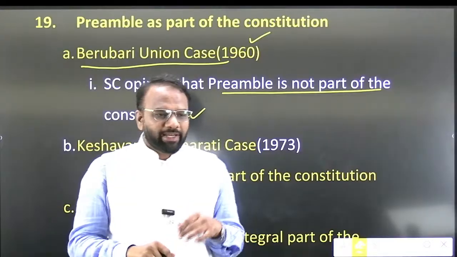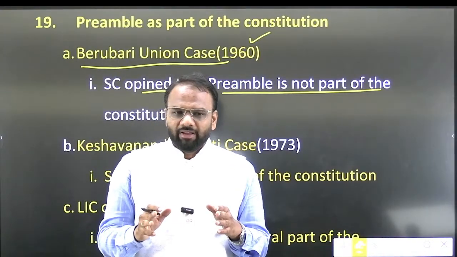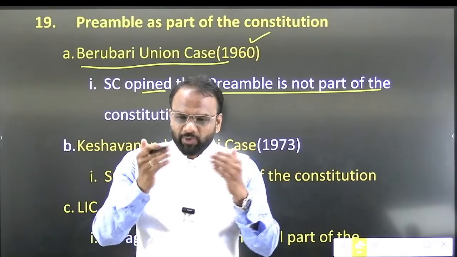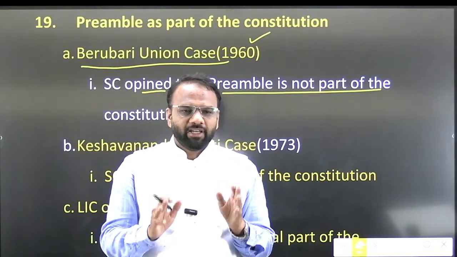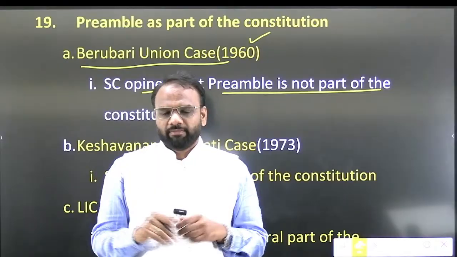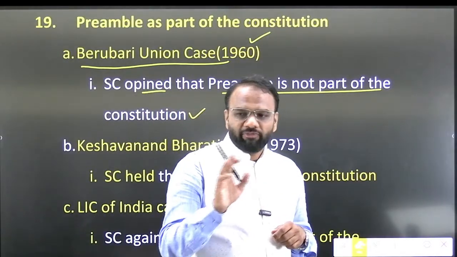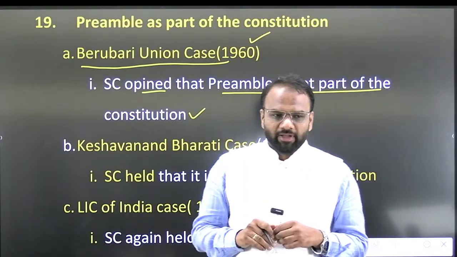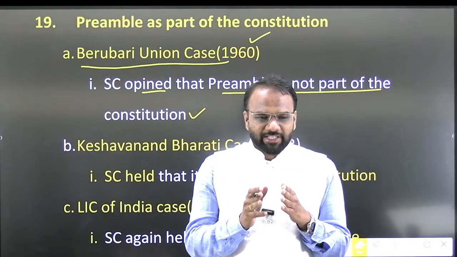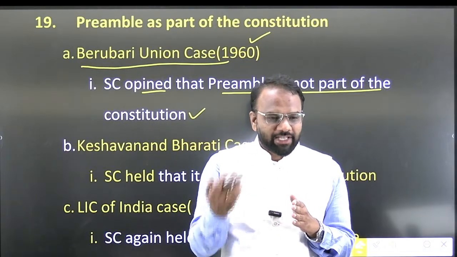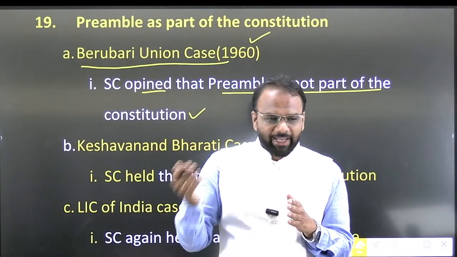In the Berubari Union case, someone filed a case. They said that the preamble should not be part of the Constitution. The Supreme Court studied it and gave a judgment. It said that the preamble is not part of the Constitution. Whatever judgment the Supreme Court gives will be final. If the Supreme Court has given a judgment, it is final, but that judgment can be reversed or changed. By whom? Again, the Supreme Court itself.